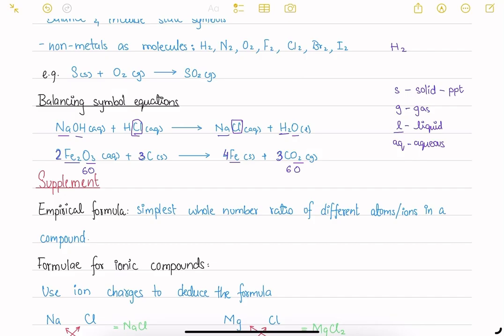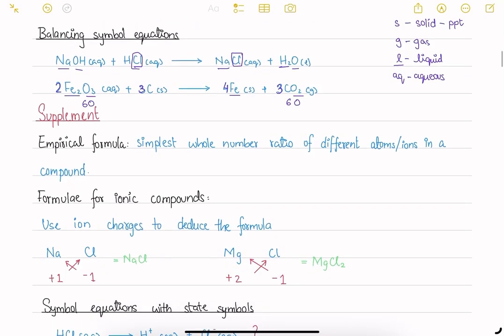So let's move to the next thing, which is the empirical formula. As I told you, the molecular formula shows the exact number of atoms in a molecule, but an empirical formula is the simplest whole number ratio of atoms. So for molecular formula, we gave the example as C6H12O6 for glucose. But the empirical formula of glucose is going to be CH2O because that's the simplest ratio.